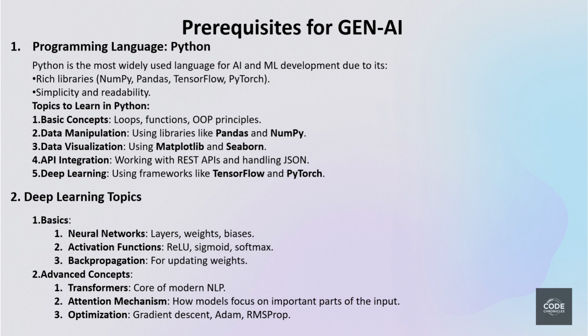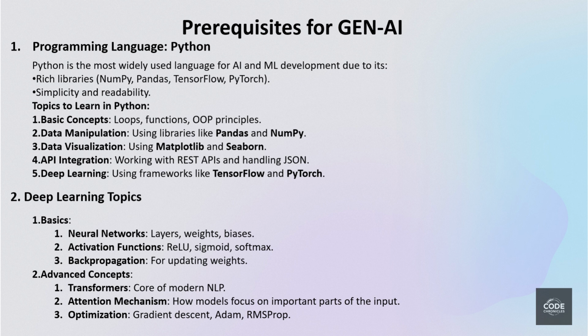Prerequisites for Gen AI. Python is the most widely used programming language in AI and machine learning. It's favored for its rich libraries like NumPy, Pandas, TensorFlow, and PyTorch, which make AI development more accessible. Python is also simple and readable, which helps newcomers and experts alike streamline their coding process.